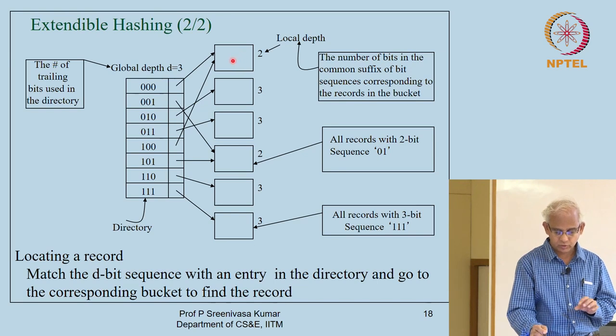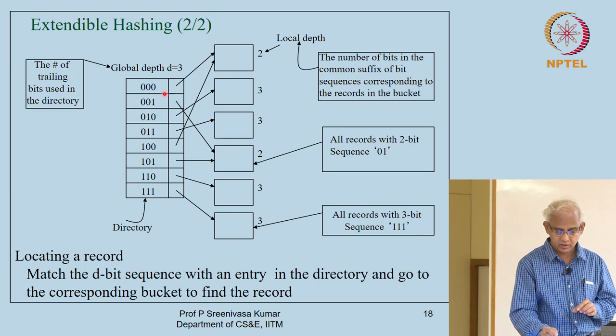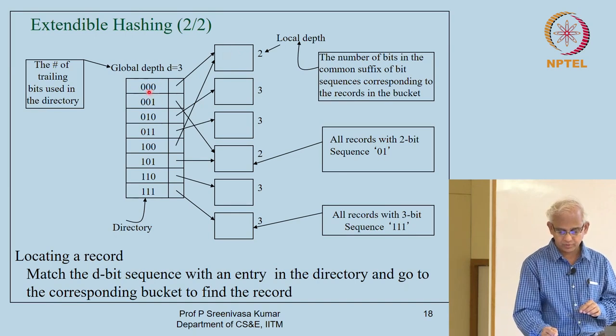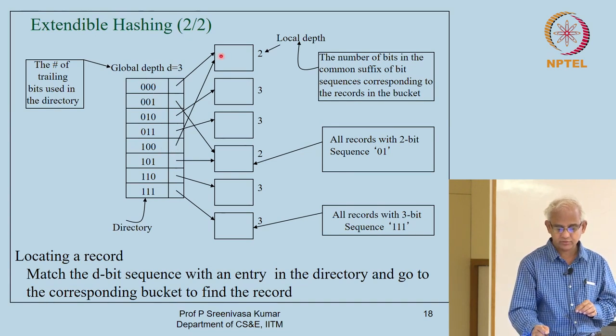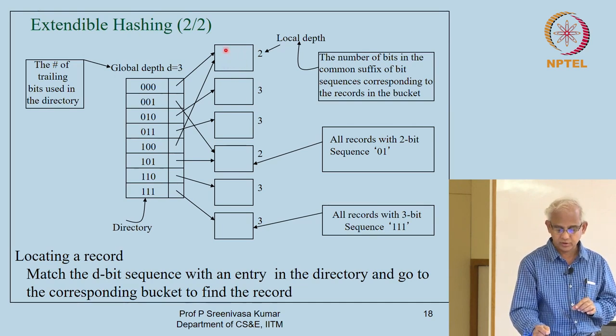Now, basically what we are doing here is that if the number of records that map to the buckets corresponding to 000 and 100 is not sufficient to have 2 different buckets, we are putting them together in one bucket.